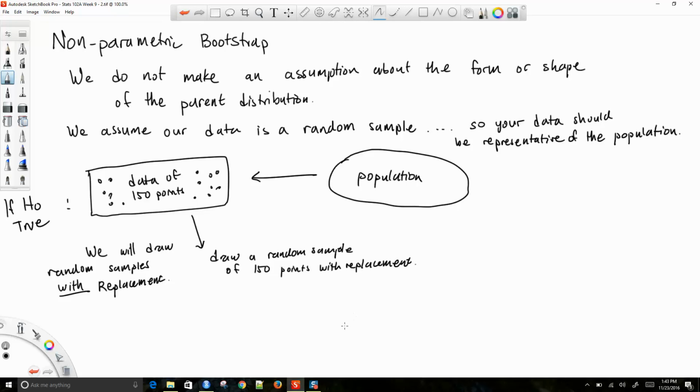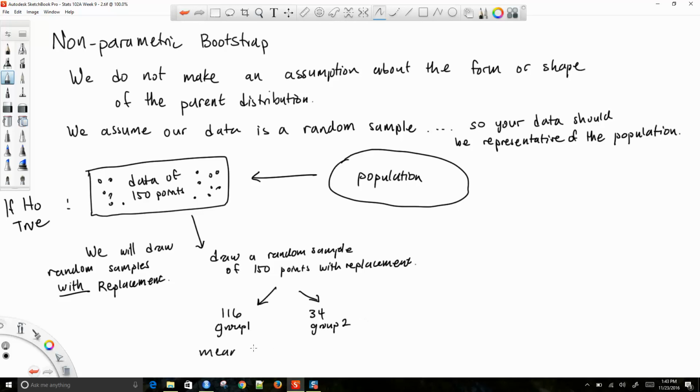Okay, you do it with replacement. And then you split 116 into group 1 and 34 into group 2. Okay? And then you do the same thing.